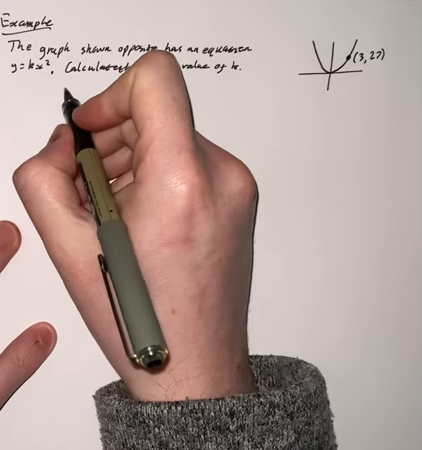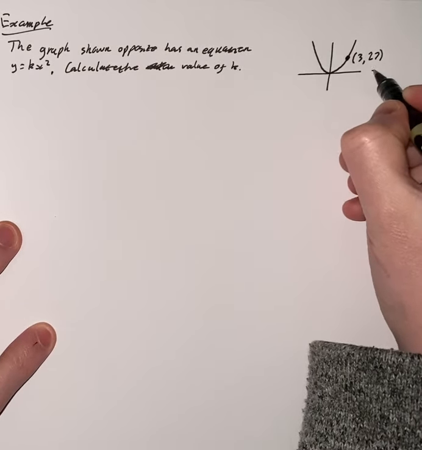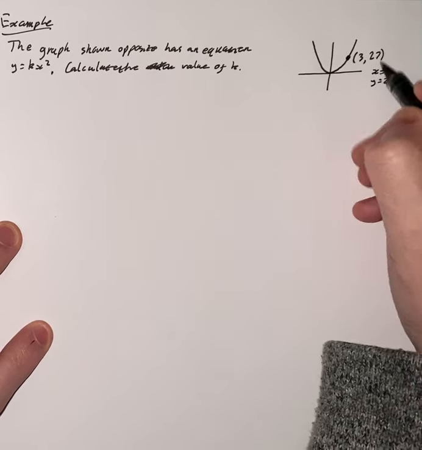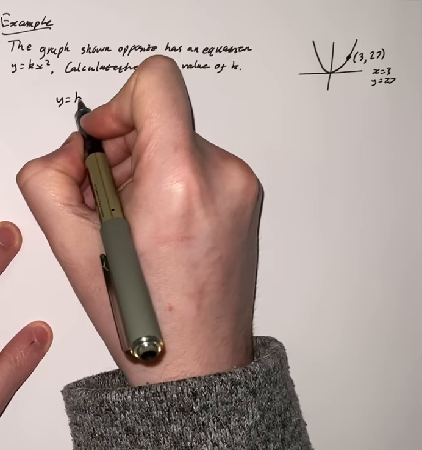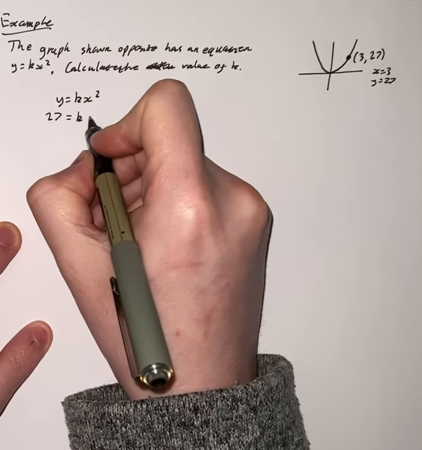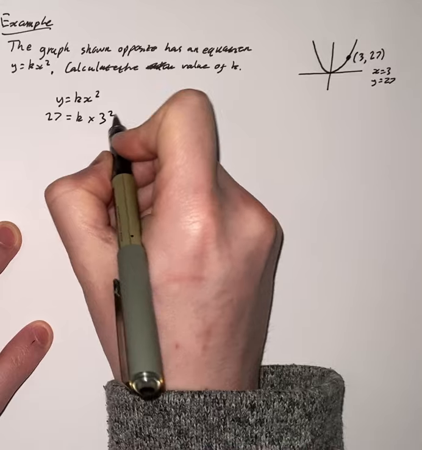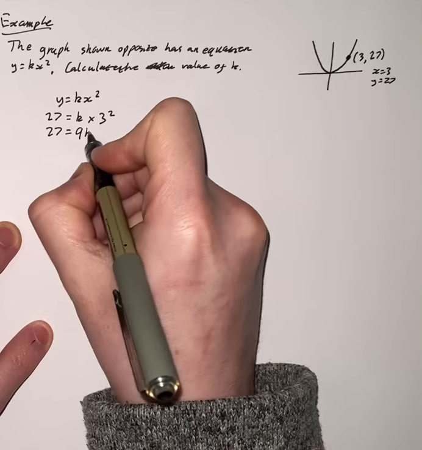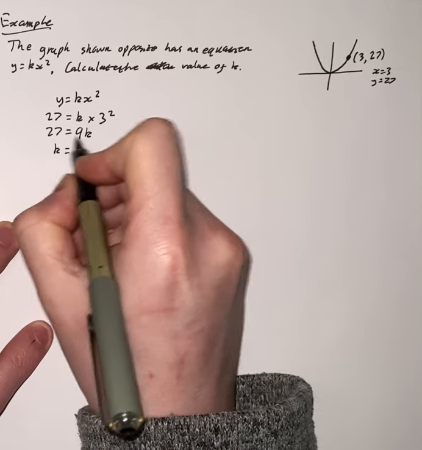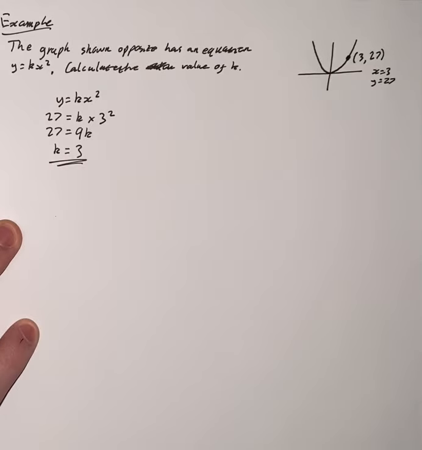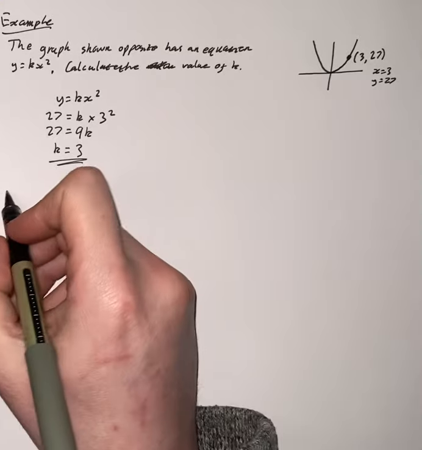And so what we're going to have to do here is say, well, 3, 27, that means that x is 3, y equals 27. Okay, we know this, we know that it's x then y. All we have to do here is say, well, for y equals kx squared, we know that y is 27. We know that x is 3. So 27 equals k times 3 squared. 3 squared is 9, so 27 equals 9k. And then it's a simple case to solve the equation. In this case, divide both sides by 9, k equals 3. Easy as that.